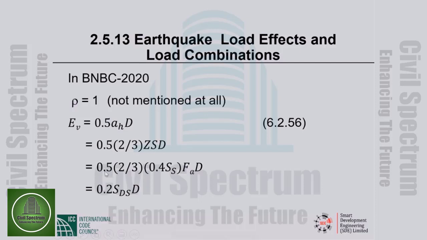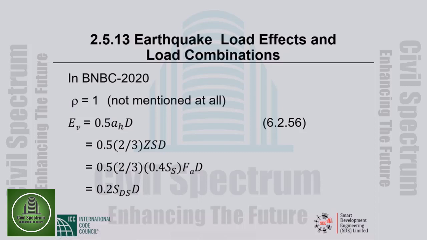So that is equal to 0.5 times 2/3 Z. Remember, 2/3 Z is equal to S sub 1, which is 0.4 S sub S. The soil factor S of BNBC is F sub A of ASCE 7, the short period site coefficient, and design dead load remains. So 0.5 times 2/3 times 0.4 S sub S times F sub A times D. All of that together gives you 0.2 S sub ds times D. So E sub B of BNBC 2020 is exactly the same as the E sub B of ASCE 705.